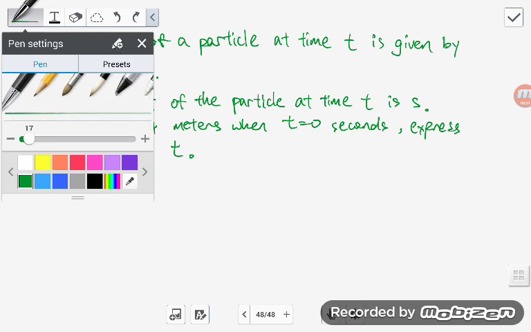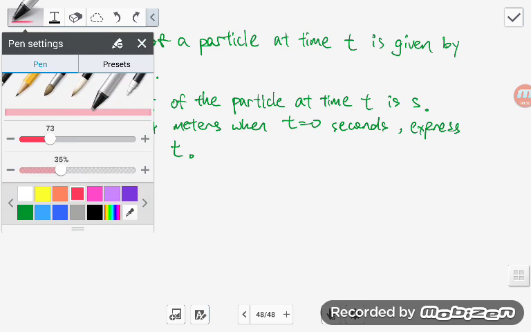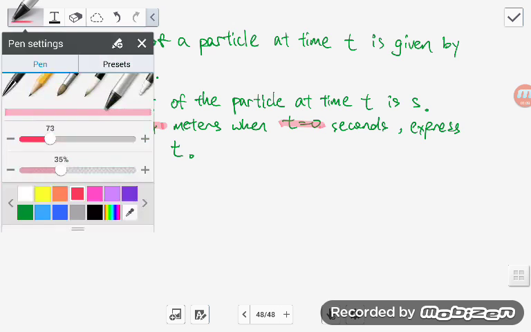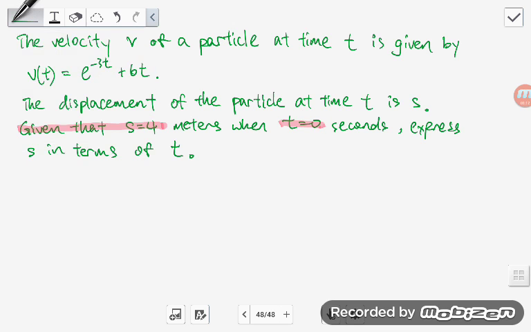However, I'm going to highlight this, and I think you guys should do the same during the exam or test. Given that s is equal to 4 when t is equal to 0. So that's the relationship. t equal to 0 is a fancy way of saying at the beginning, or initially. So when t is equal to 0, my displacement is 4.